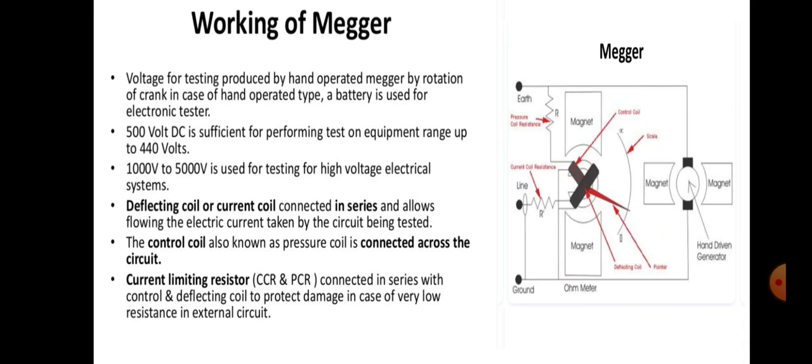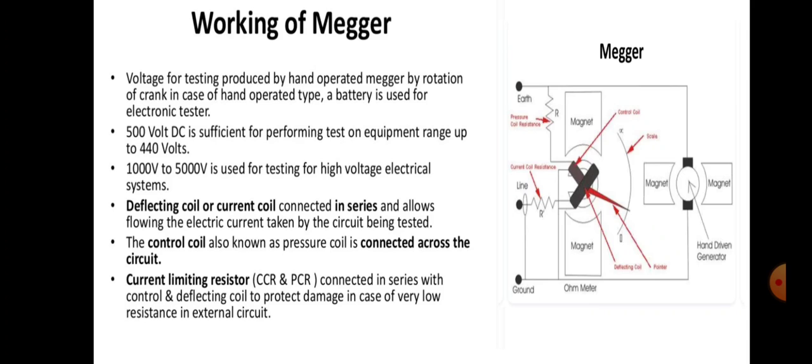The control coil, also known as the pressure coil, is connected across the circuit. The last point is the current limiting resistor, that is CCR, and the PCR, that is pressure coil resistance, which are connected in series with the control and deflecting coil to protect against damage in case of very low resistance in the external circuit.